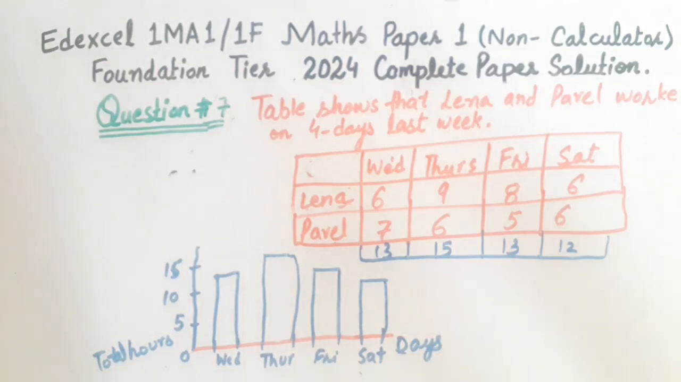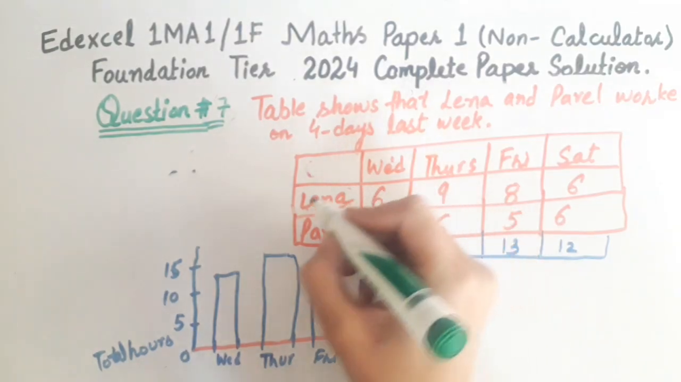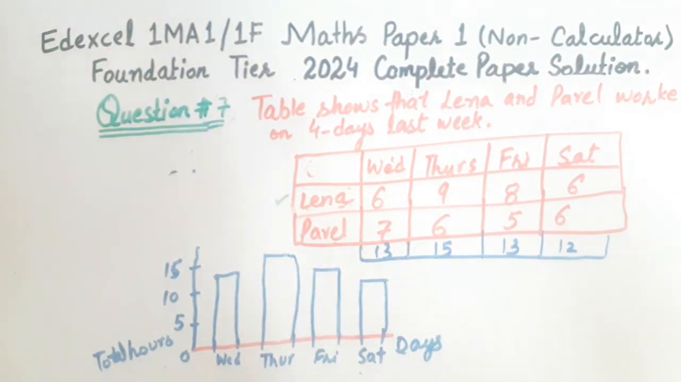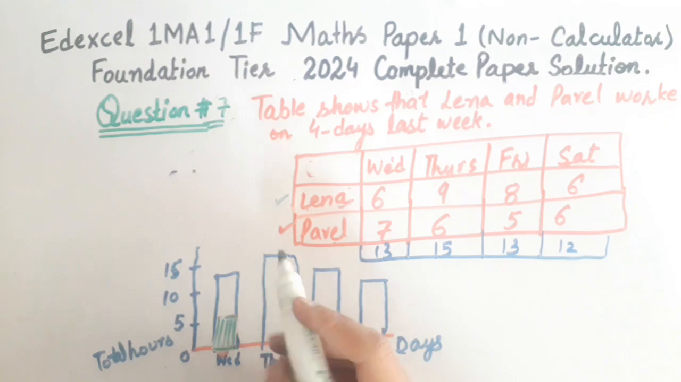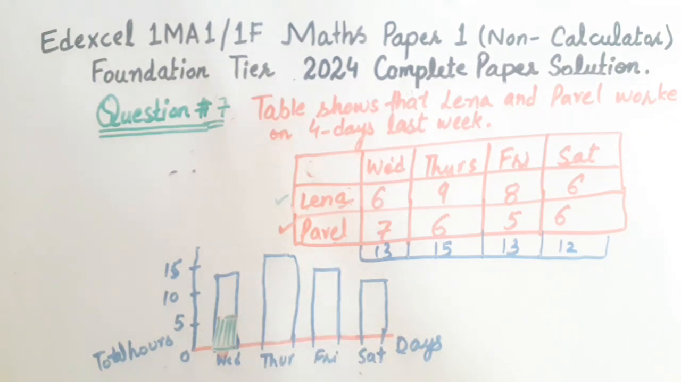Now we can see that we use two colors. For Lina we use green color, and for the other person we use the red color. Now for green color, 6, so this will be 6, 5, it will be this one. So we will represent this with the green color. This represents Lina, and for the other one, that is 7, so red represents the remaining.